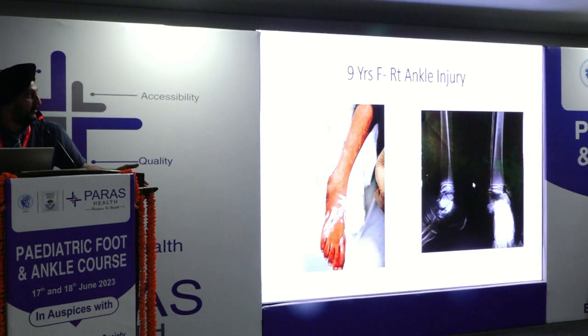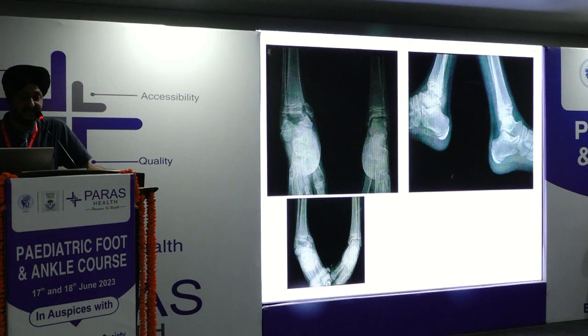So please, any takers for this? There is a fracture of the medial malleolus. Anything else we can see? There's a dislocation of the talus. Those are the better X-rays, sir. So there is a talus fracture with a medial malleolus fracture, and the talus is quite comminuted. It's dislocated as well.